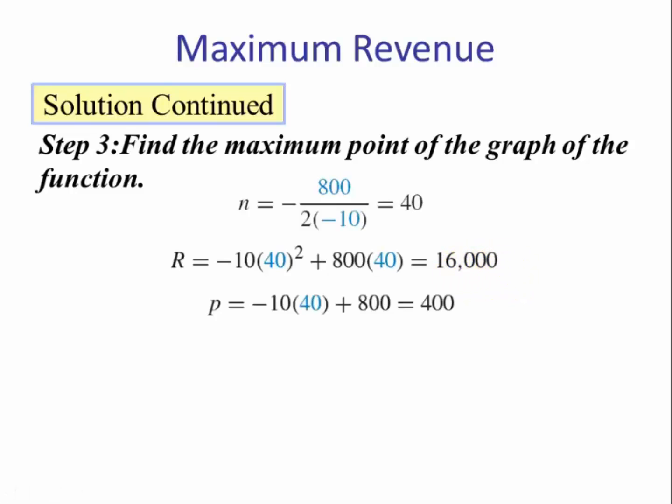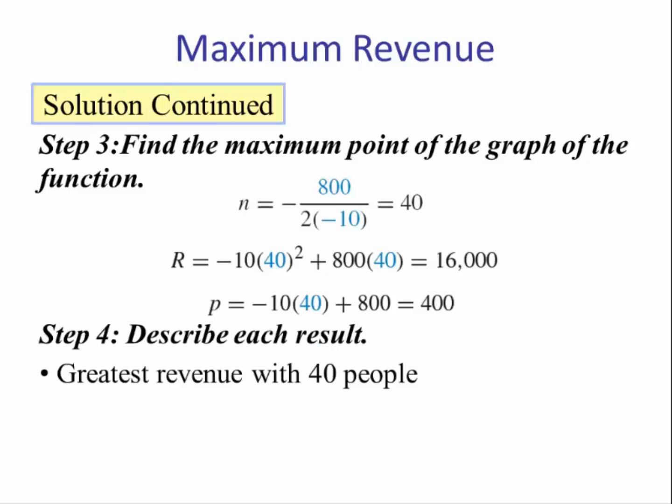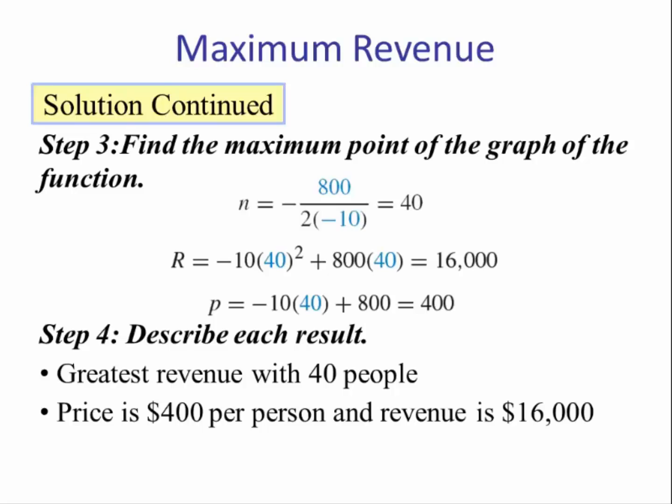So the price will be negative 10 times 40 plus 800, which is 400. So let's describe each result. The gross revenue will be with 40 people, and that is $400 per person, which gives us a revenue of $16,000.